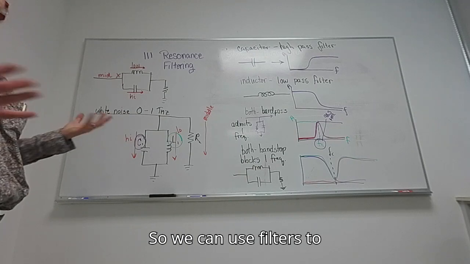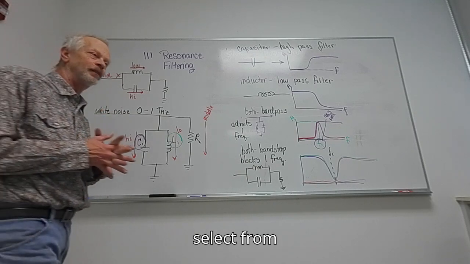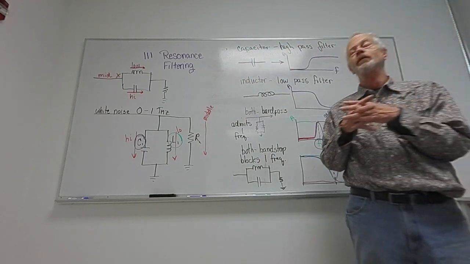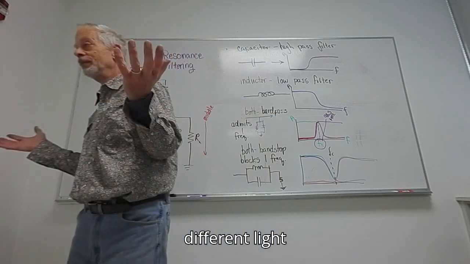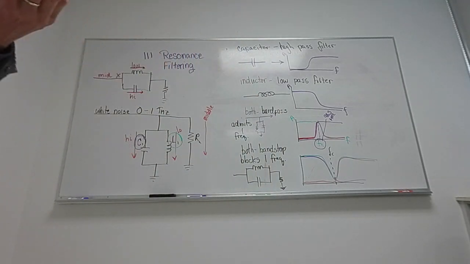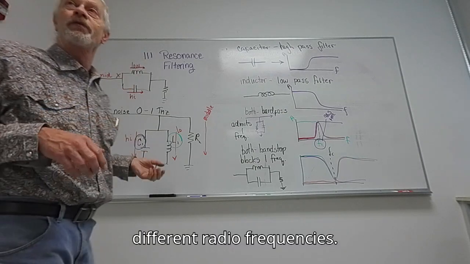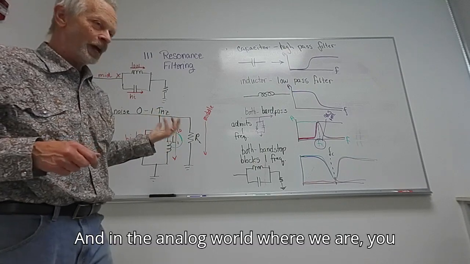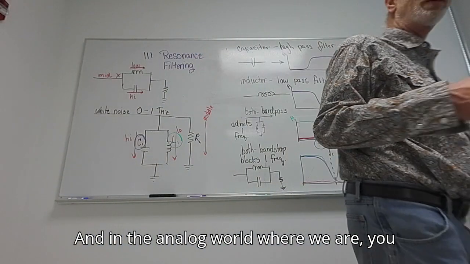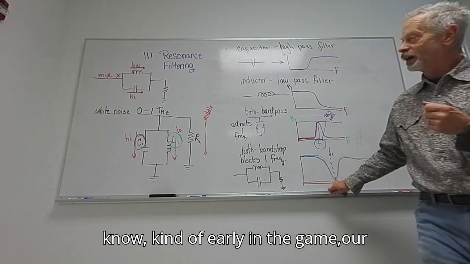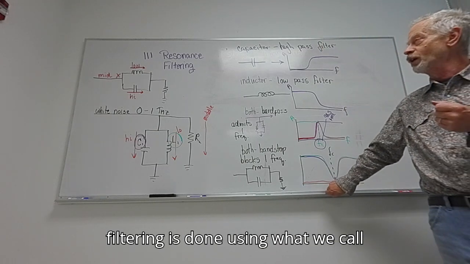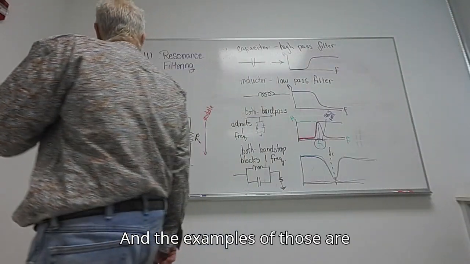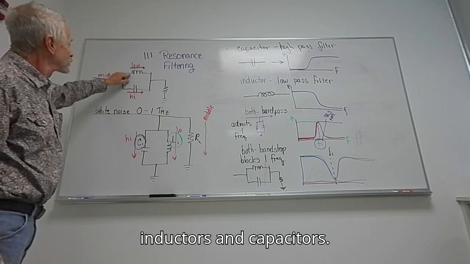So we can use filters to select from different audio signals, different light values, different radio frequencies. All that is done using filtering. And in the analog world, where we are, kind of early in the game, our filtering is done using what we call reactive components. The examples of those are inductors and capacitors.